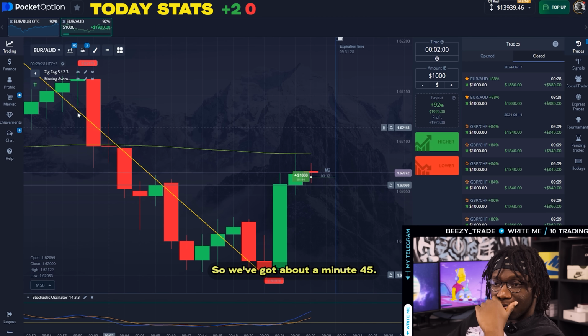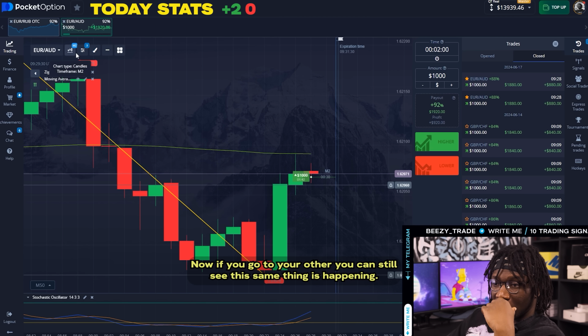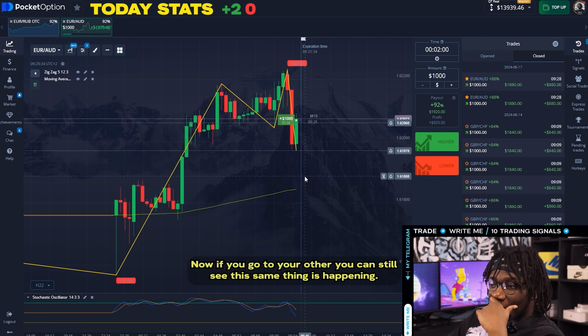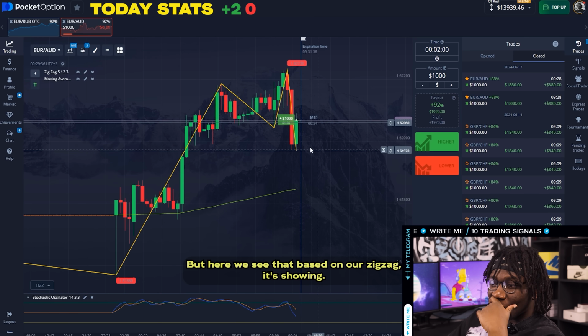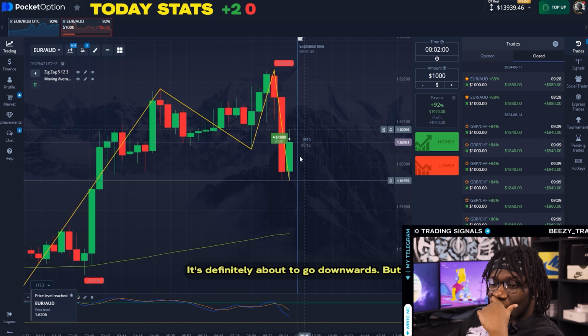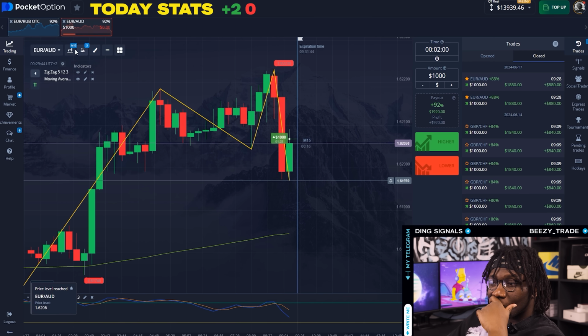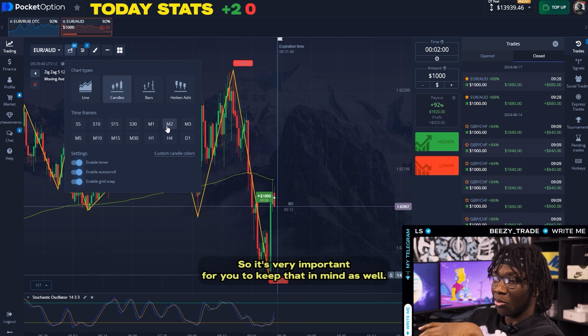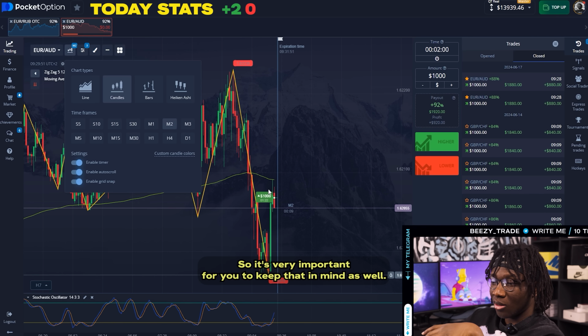So I've got about 1:45. Now, if you go to your order, you can still see the same thing is happening. But here we can see that based on our zigzag, it's showing the market is definitely about to go downwards. But as I said, we're trading only in 2 minutes time frame, so it's very important for you to keep that in mind as well.